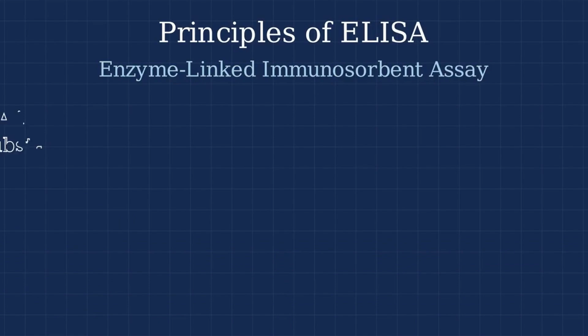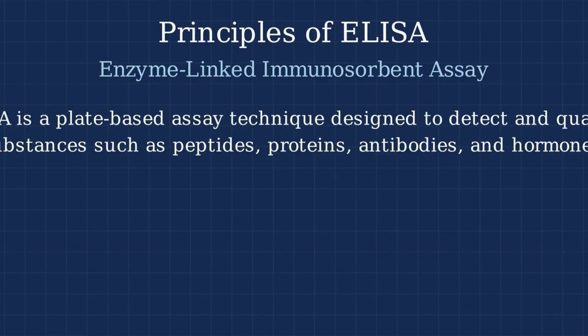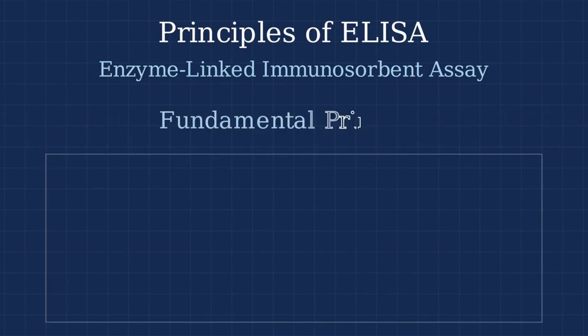Immunosorbent Assay. ELISA is a plate-based assay technique designed to detect and quantify substances such as peptides, proteins, antibodies, and hormones. The fundamental principle of ELISA involves 4 key steps.